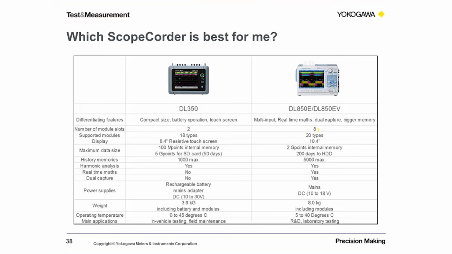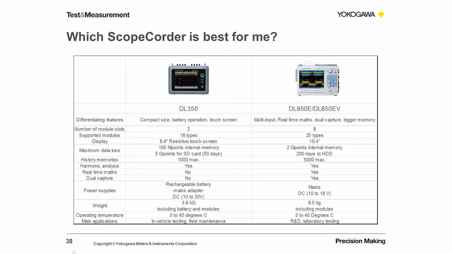We expect the usage model of a DL350 to be fairly well configured. It will be people who have a very clear idea of the test and the number of channels they want. DL850, of course, provides more flexibility by having more channels available. We highlight here the difference in memory capability. They both, of course, provide extensive analysis. We have described some of the capability that DL850 offers in terms of real-time maths, which uses a separate DSP, digital signal processor, and dual capture.